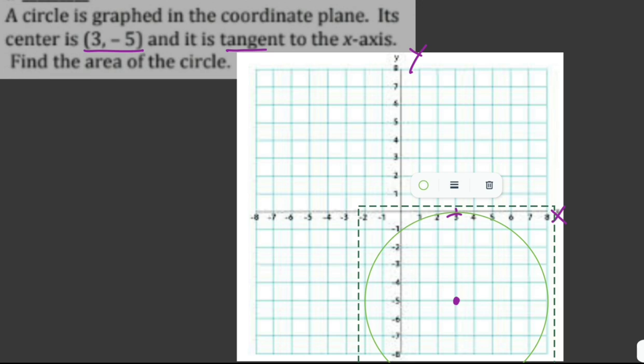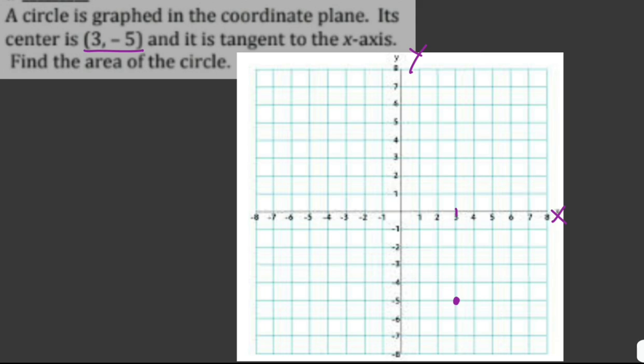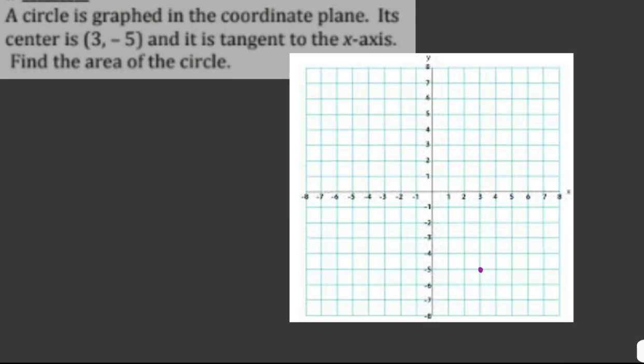Okay, I think I need to draw this again. Alright, so this is the center of the circle, which is (3, -5), and then tangent to the x-axis. So let's draw the circle from the center, and it should touch the x-axis. Alright, so the circle should look like that. Then we can now find the radius.